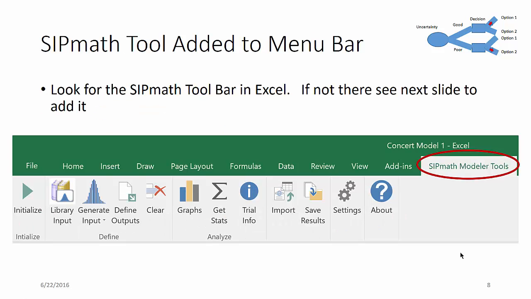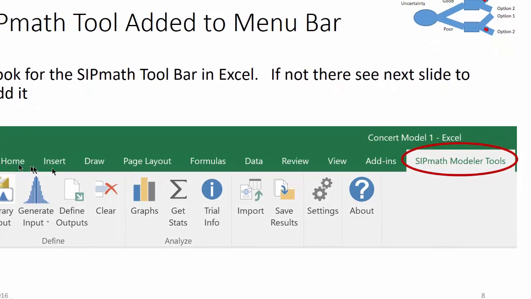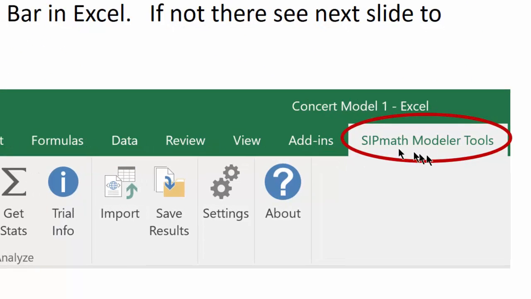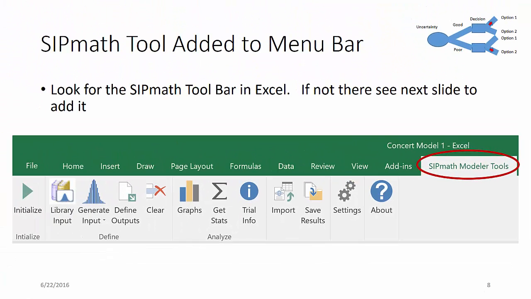Once you have it downloaded and supposedly installed, you need to double check. Right now I'm not sure that's actually going to put it on your Excel menu bar. This is what it should look like, where you normally have File and Home and so forth. Over here on the right it should say SIPmath Model or Tools. I suspect it will not be there, and let's assume it's not there. So let me show you how to get it there in Excel using Windows.